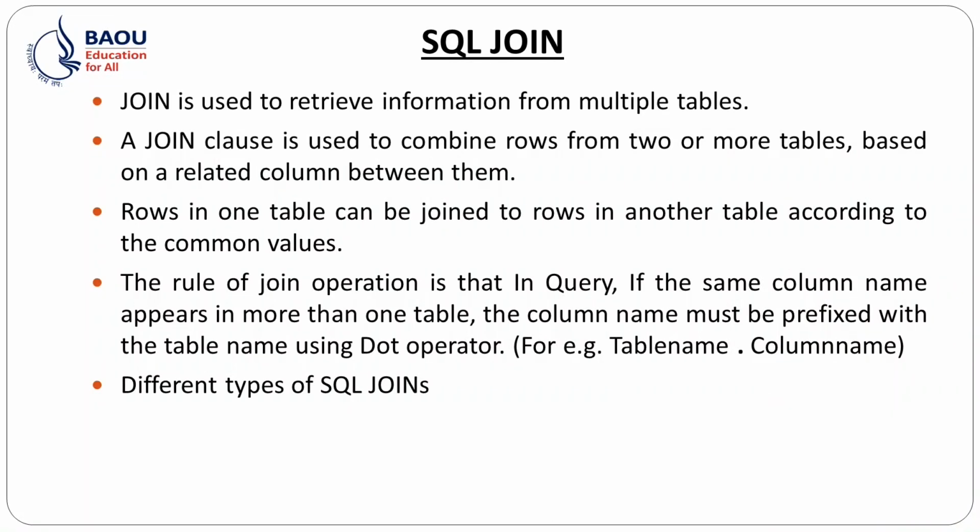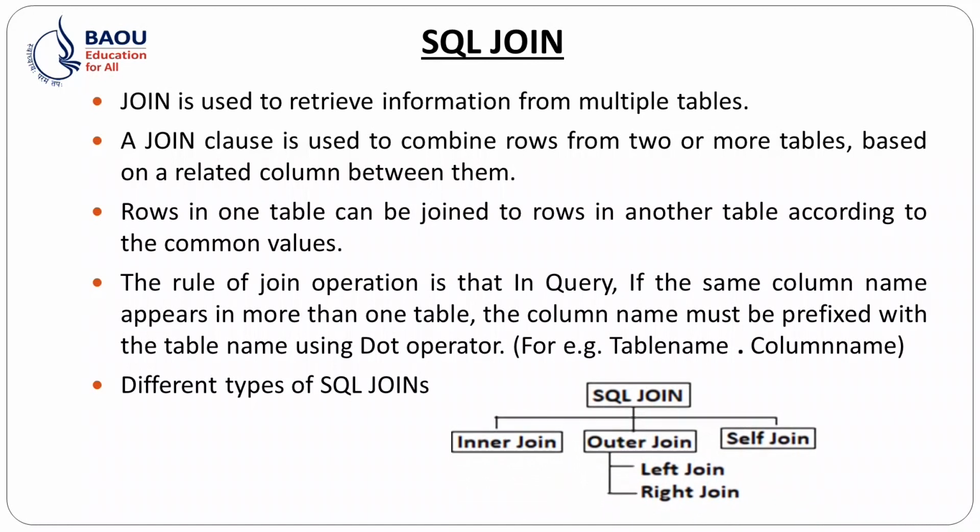Now the different types of SQL joins: SQL joins are of 3 types: inner join, outer join and self join. The outer join is again in 2 parts, left join and right join.